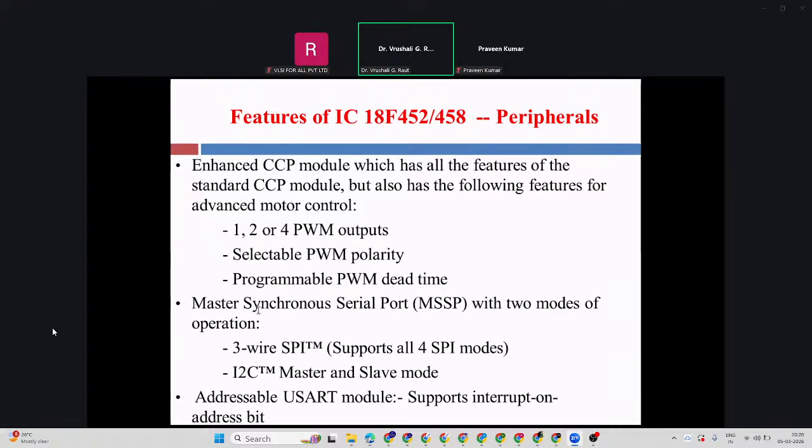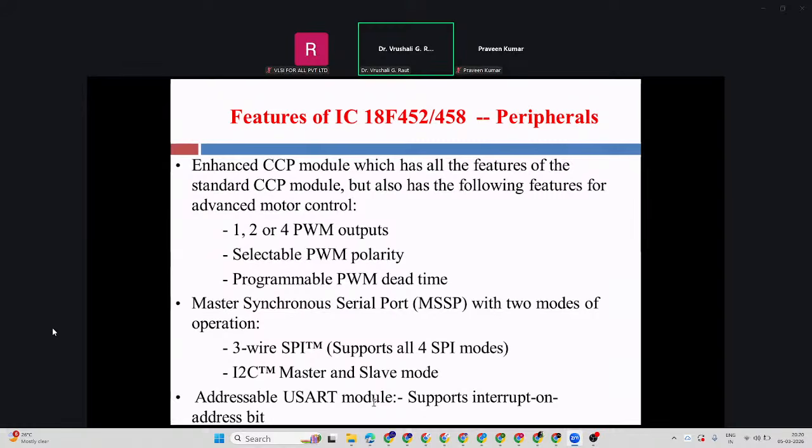Then, other than that, one more name I want to put in front of you: Master Synchronous Serial Port, MSSP, with two modes. What two modes are there for this serial port? One is SPI, 3-wire SPI. This is one protocol which supports 3-wire SPI, and it also supports 4-wire SPI. This is one protocol supported under the serial port. And what is the other protocol? The I2C protocol is again supported under this serial port. The last thing is the addressable USART module.